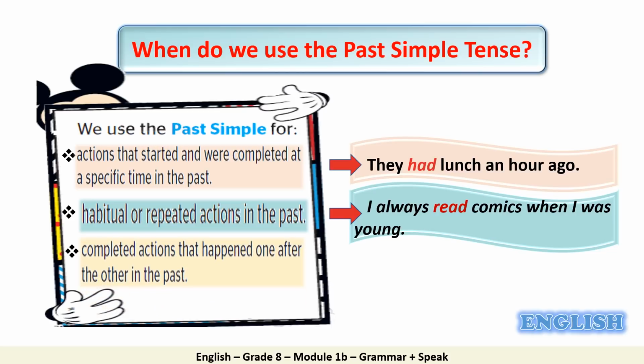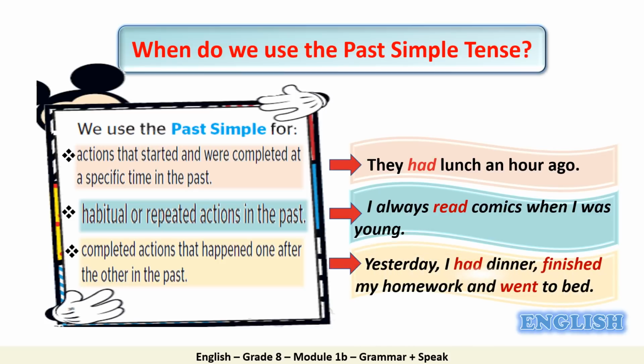We use the past simple for completed actions that happened one after the other in the past. For example, yesterday I had dinner, finished my homework, and went to bed. In this sentence, we have many actions that happened yesterday, and each one of them followed the other.